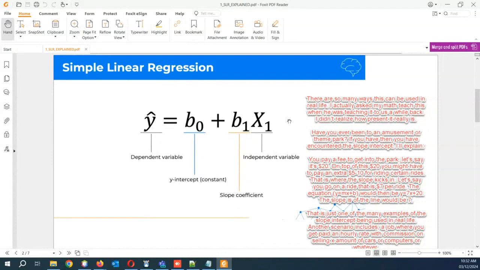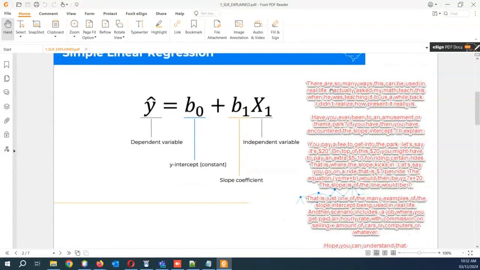Y cap is the dependent variable, b naught is the y-intercept, b1 is the slope coefficient, and x1 is the independent variable. This is from pure mathematics, which I sometimes don't understand. But here is the real world example. There are so many examples. This can be used in real life.